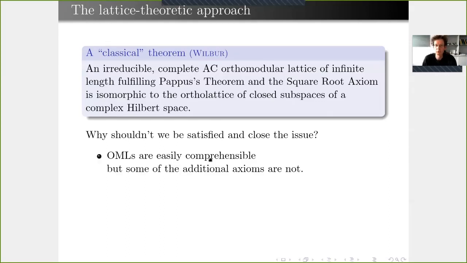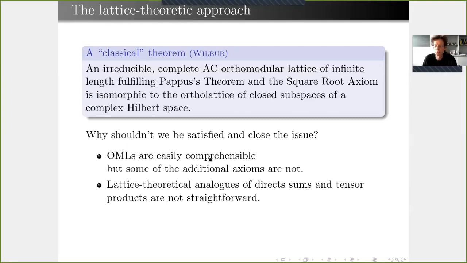The point is, orthomodular lattices as such are a very intuitive structure. But if you go through all these axioms that I've just enumerated, then one should admit that some of these are quite technical and not so easily understandable. Furthermore, if you consider constructions around linear spaces, one should admit that on the side of lattices, these constructions are not so easily emulated. Finally, I am not really aware of equally nice results as Hilbert's for the finite dimensional case. So all this gives us motivation to try one more way.